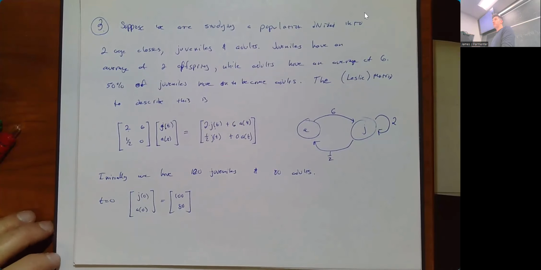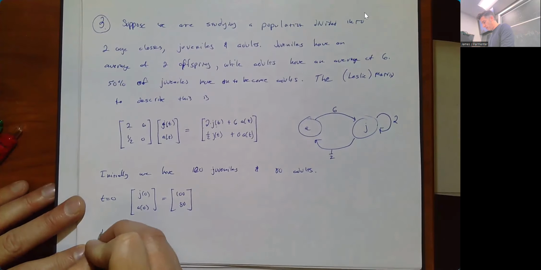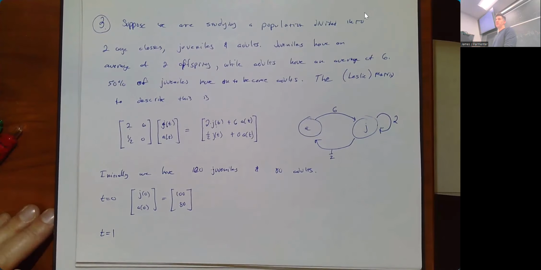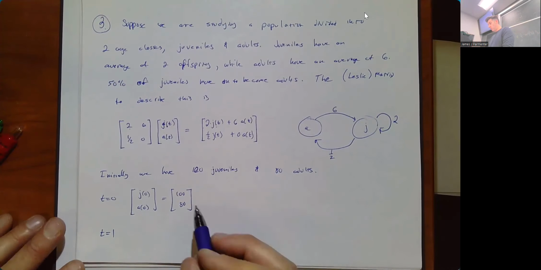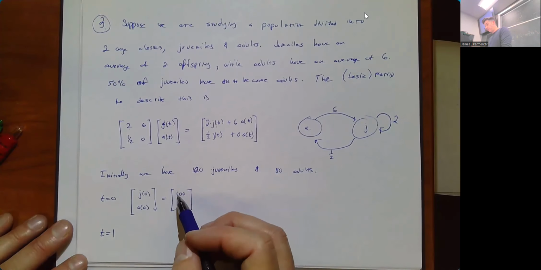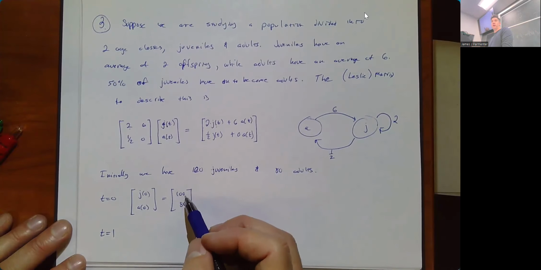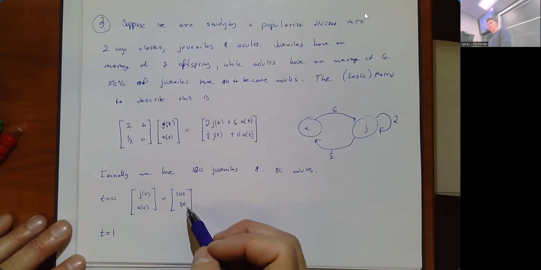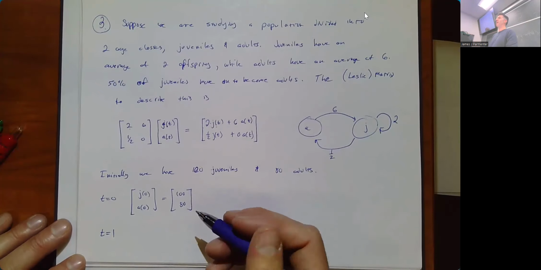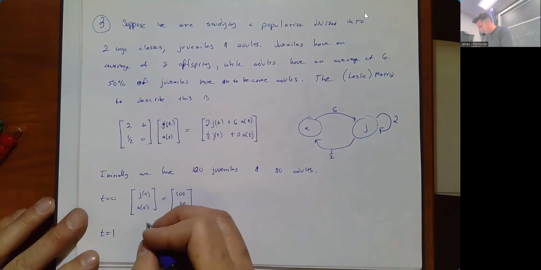How many juveniles and adults do we have after, let's say the units of time are 1 year? Let's say 1 year later, how many juveniles and adults do we have? Well, each juvenile should produce 2 more juveniles, so I should have 200 juveniles from there. Each adult should produce 6, so I should have 480 from there. So I should have 200 plus 480. Why don't I just write out the matrix?